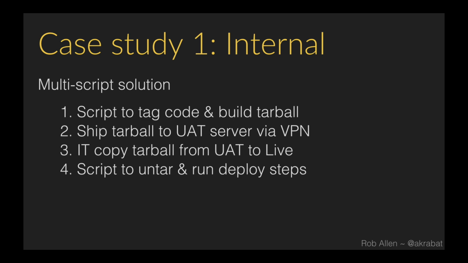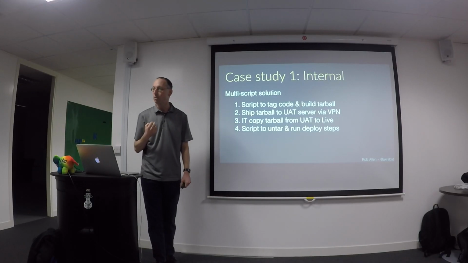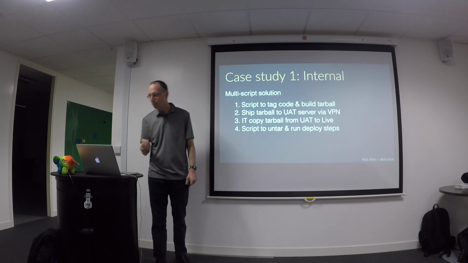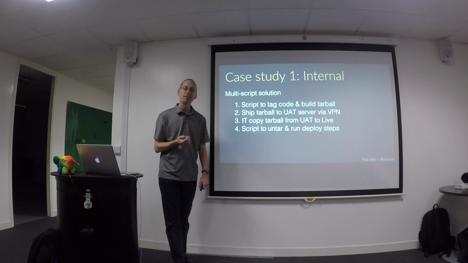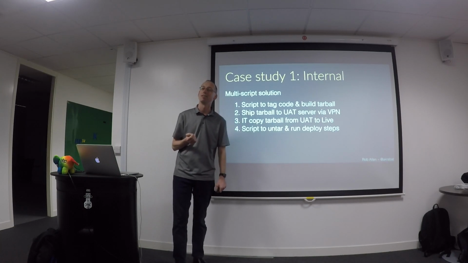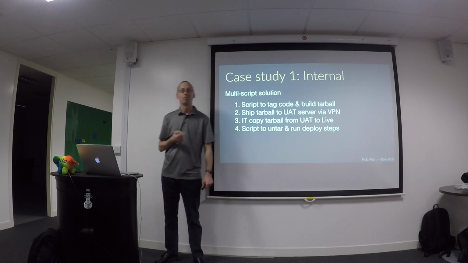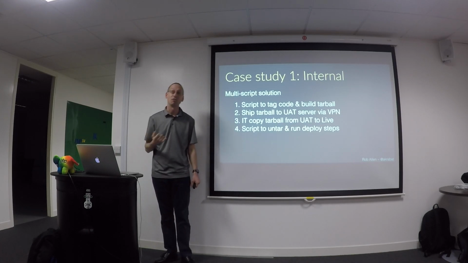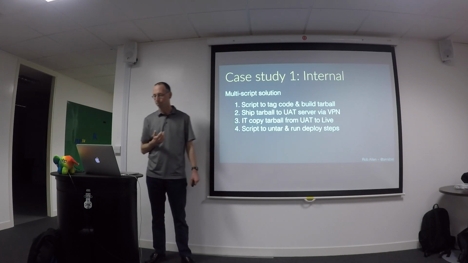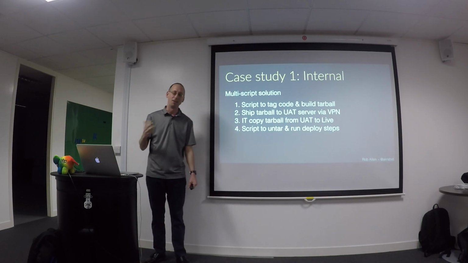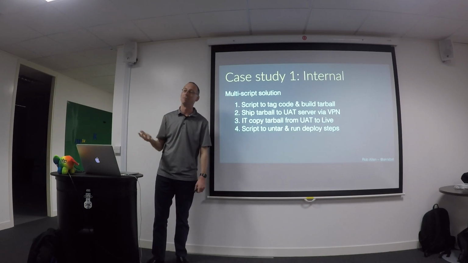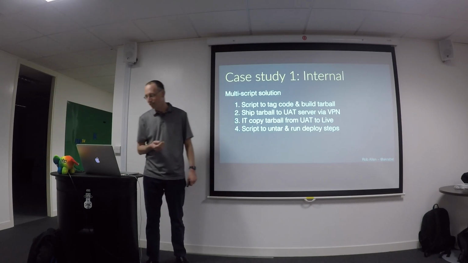So we ended up with a multi-script solution. And we had one script that tagged the code and built a tarball. And then the tarball was shipped to the UAT server via a VPN system, which fortunately we were able to script just about. The only downside from my point of view is it only works on Windows, so I have to run up a Windows machine to do this.